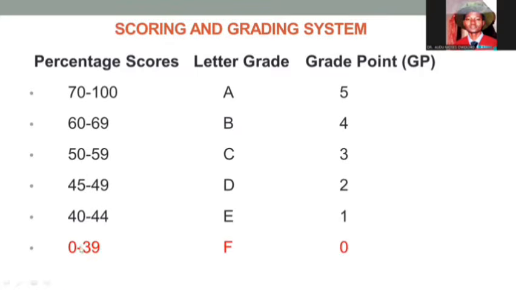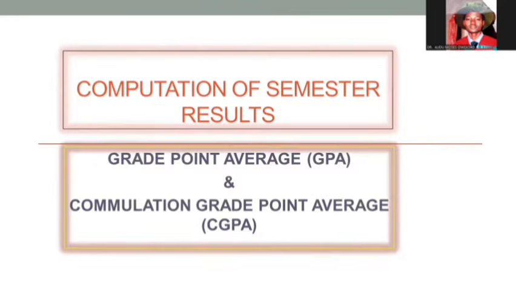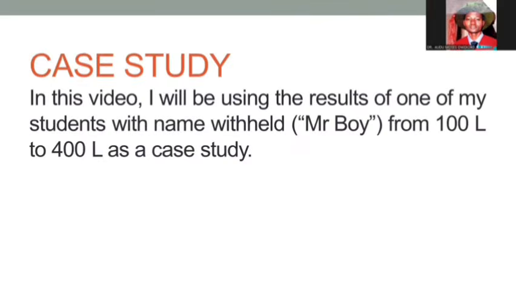Candidate that scores between 0 to 39, the letter grade is F, no point is earned. So the candidate failed and is to repeat the course. And these are what we call carryover. Let's make progress. Computation of semester result. We want to look at grade point average and cumulative grade point average.